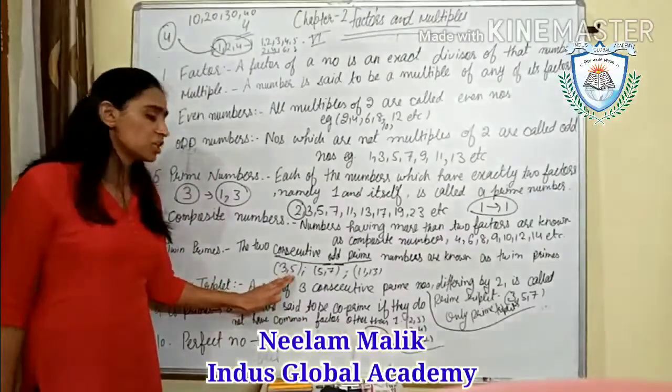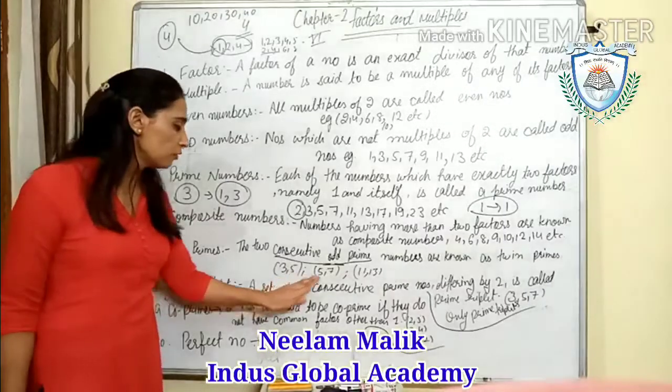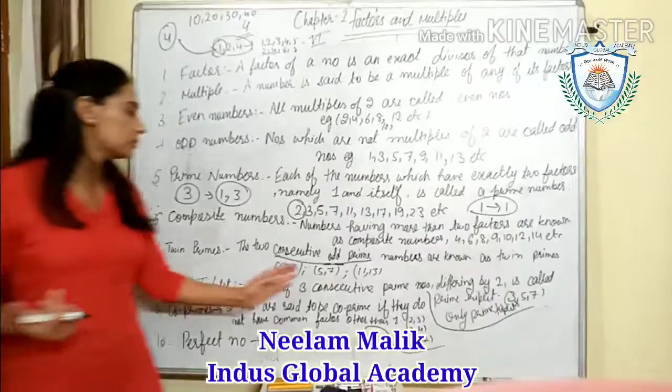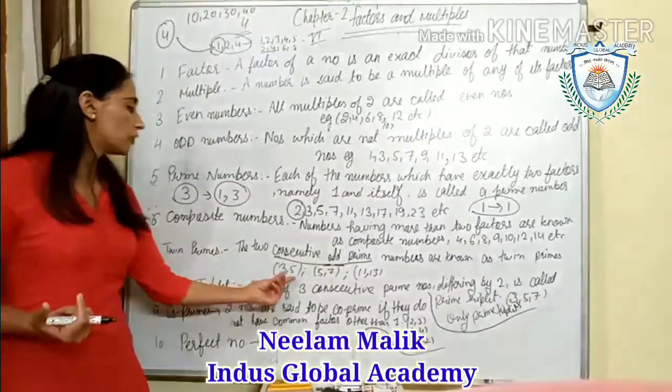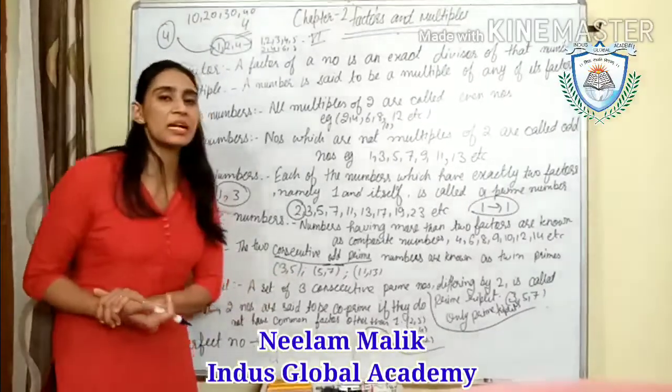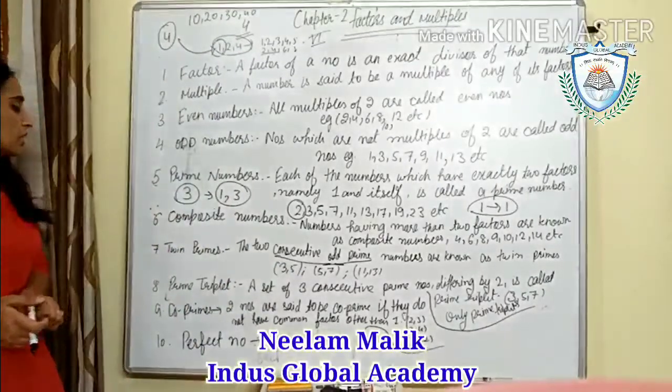Suppose here 3 and 5, 5 and 7, 11 and 13. In the odd numbers, the difference is 2, means their difference will be 2 and both will be prime numbers. So we can say that those are the twin primes.